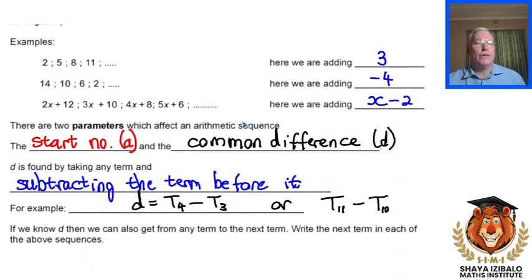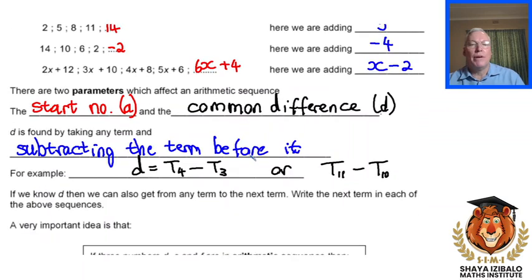Okay, if we know D, then we can get from any term to the next term. So what would the next term be in this one? Well, we know that D, our common difference, is 3, so we would add 3 and we'd get 14. In this one, we know that our common difference is negative 4, so 2 plus negative 4 takes us to negative 2. And in this one, we know that our common difference is x minus 2, so we would be going to 6x plus 4.